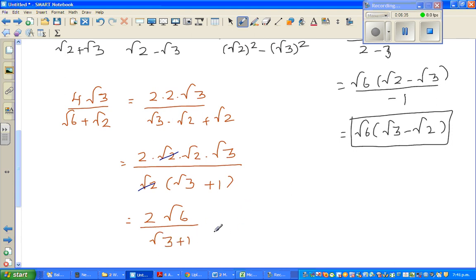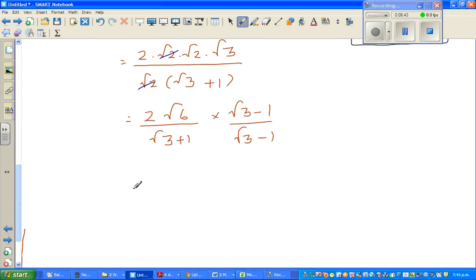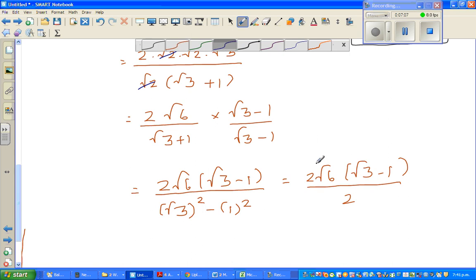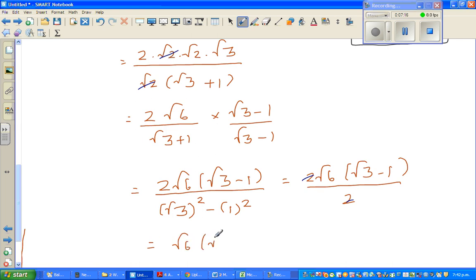Okay. So now I'm going to multiply by the conjugate, which is root 3 minus 1 over root 3 minus 1. So this becomes 2 root 6 times root 3 minus 1 over root 3 squared minus 1 squared, which is 3 minus 1, which is 2. So this 2 and this 2 get cancelled. So the final form is root 6 times root 3 minus 1.